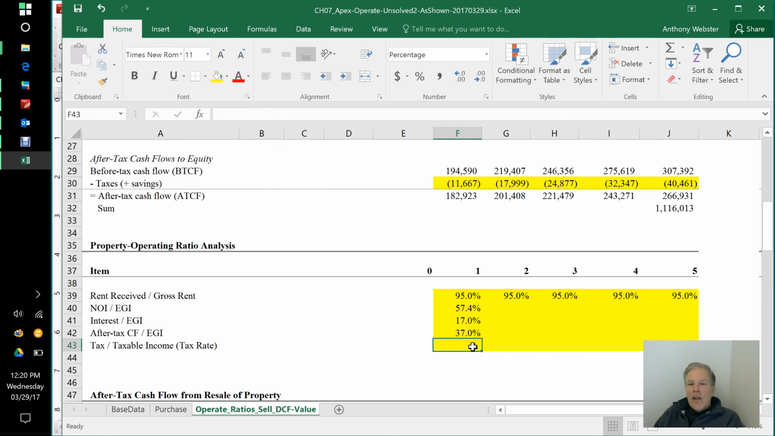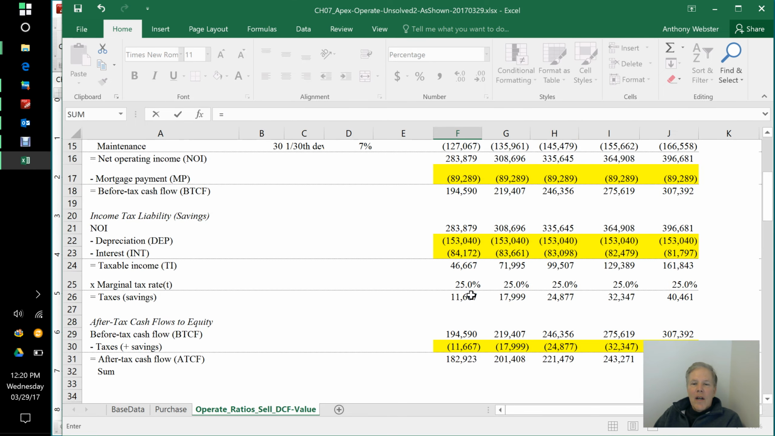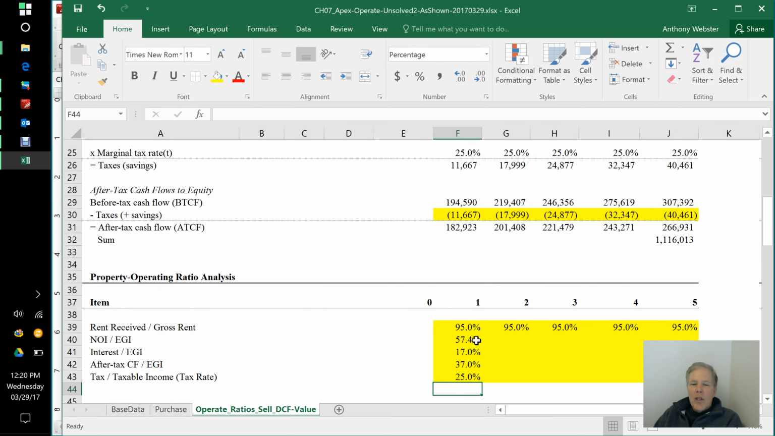And our tax over our taxable income, if they remain in the 25% tax bracket for all 5 years, should be 25% each time. So this, again, just a quick check. Let's get to our tax here, and here's our taxable income here, and that better be 25% for all 5 years. Now I think I have very general ratios here.